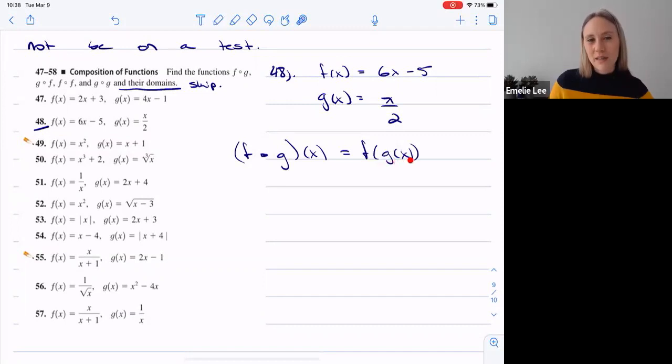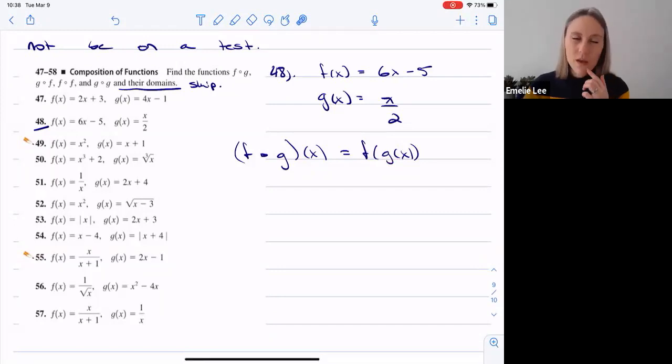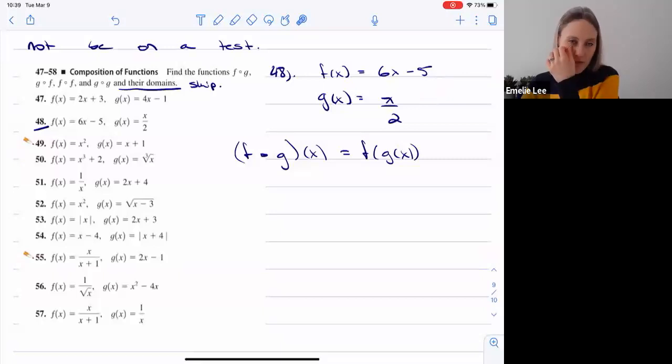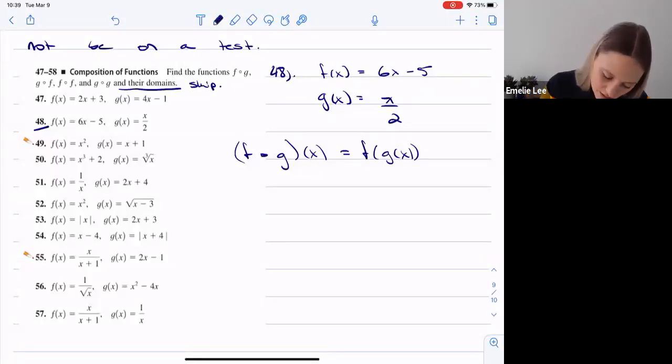I always like to write it like this, but really what I am finding is f composed with g of x, which I'm rewriting as f of g of x so that I can rework it. There are two ways that you can do this. F of x is 6x minus 5, and g of x is x over 2. If you want to plug in g of x first and then do the f of x, that's fine. Or if you want to write f of x first in terms of g of x and then plug in the g of x, that's fine too.